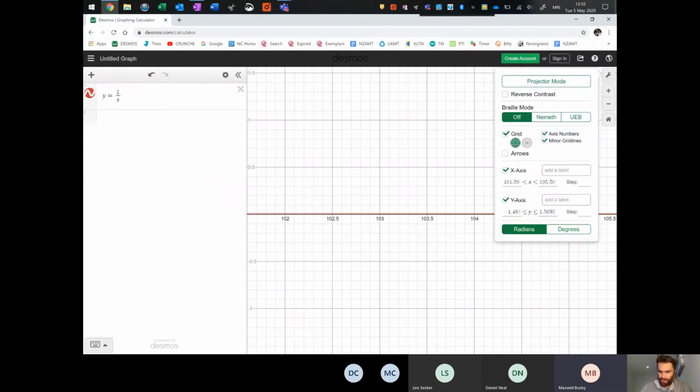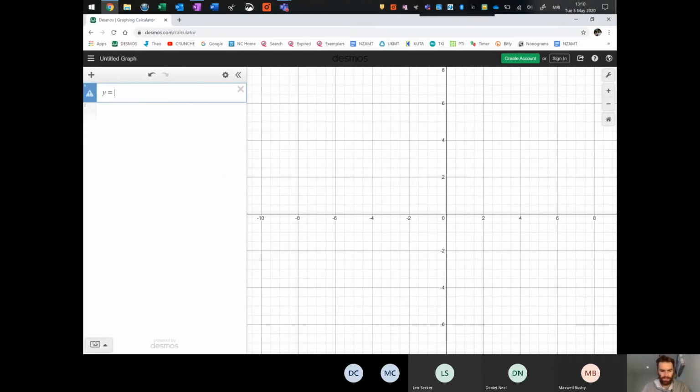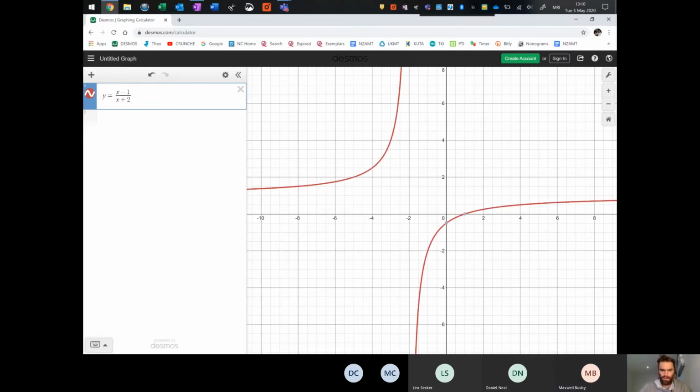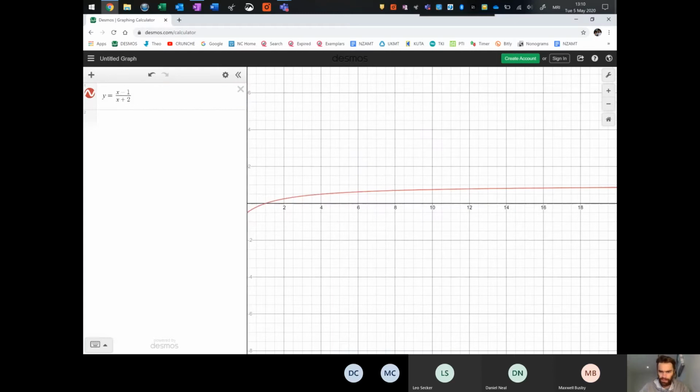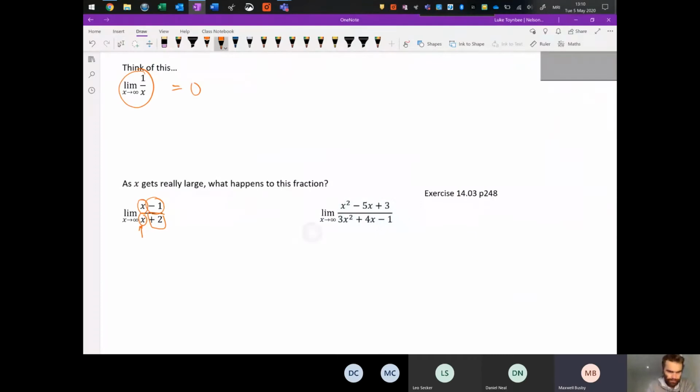Let's have a look, eh? I might have to refresh the screen. Reload. Cool. So what was it? y equals x minus 1 over x plus 2? x plus 2, x minus 1. What's it getting closer and closer to? 1. And where did the 1 come from? Well, x over x is 1.